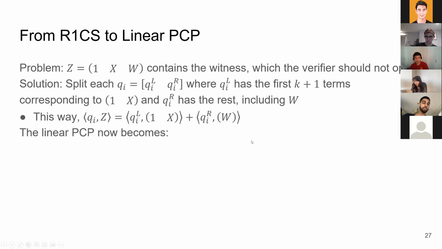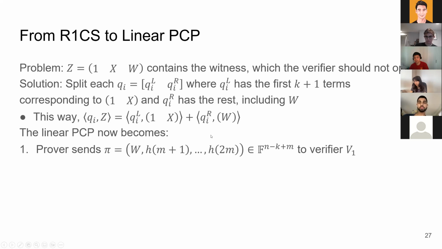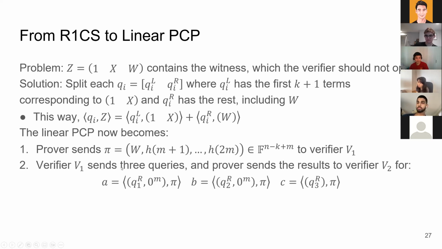And the linear PCP can now become something that keeps the witness from ever being sent to the verifier. The prover sends, okay, sorry. This is an intermediate step where you have to suspend your disbelief because it says here on the screen that the prover is sending over the witness, but in a moment we're going to encrypt everything. But basically the prover sends over the witness as well as these extra interpolated points to the verifier v1. The verifier sends 3 queries over, for q1, q2, and q3, and the prover sends the results to verifier v2 for q1 right-hand side only, inner product with the proof, q2 right-hand side only, inner product with the proof, and then q3 right-hand side only, inner product with the proof. So the prover is actually only sending over the stuff that is a query of private information.